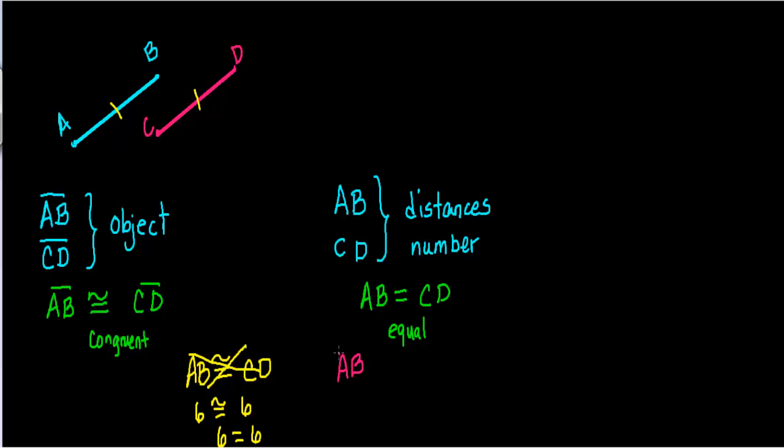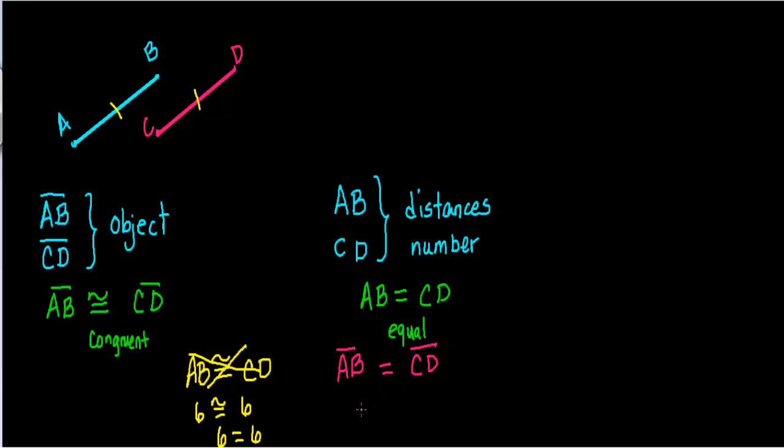If I write segment AB is equal to segment CD, this is also wrong because now we're talking about an object. An object, I do not know its length. It's just laying there as an object. But I do know that if I take AB and place it on top of CD, they will match exactly. But I don't know the length. I don't know the exact number length of this object and this object.